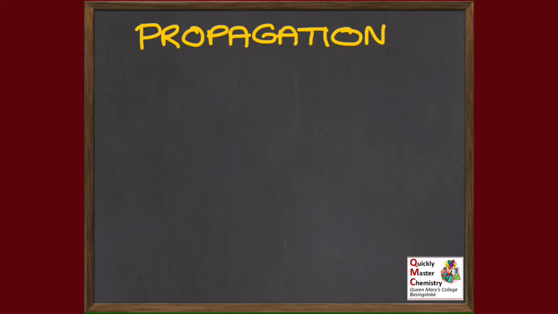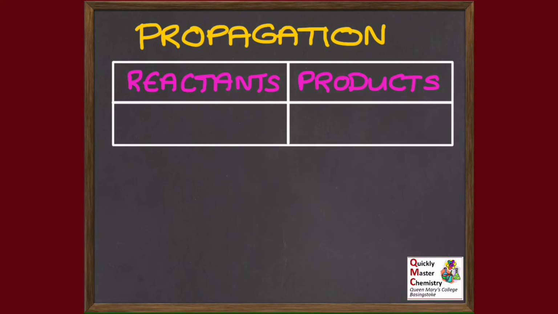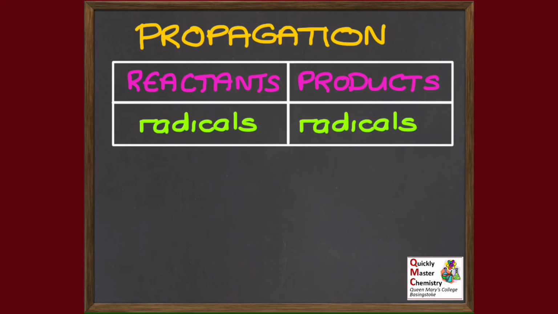The second kind of event that can happen in radical reactions is called a propagation step. What do we mean by that? Well, if we compare the reactants and the products, in a propagation step the reactants will contain a radical and so will the products. So propagation steps maintain the presence of radicals in the reaction.